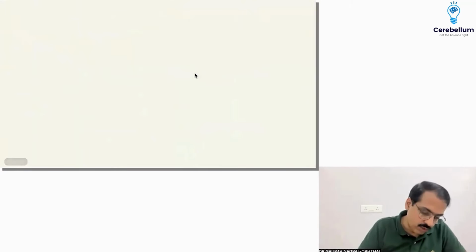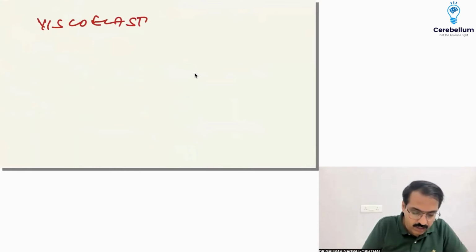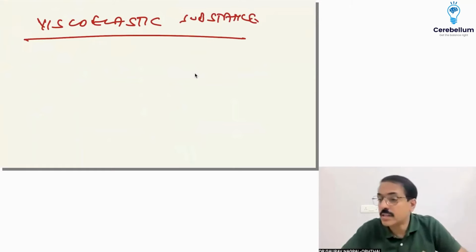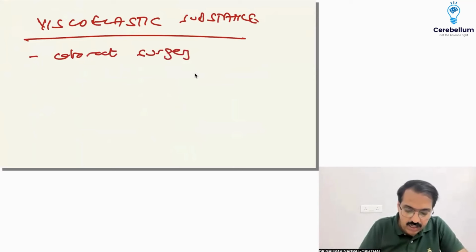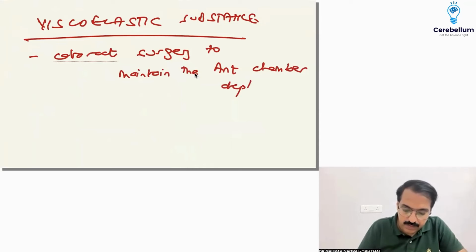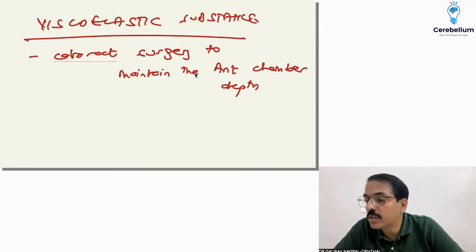One question was on viscoelastic substance. Let us see the choices. It is used in cataract surgery to maintain the anterior chamber depth. Yes, viscoelastic substance is used in cataract surgery to maintain the anterior chamber.